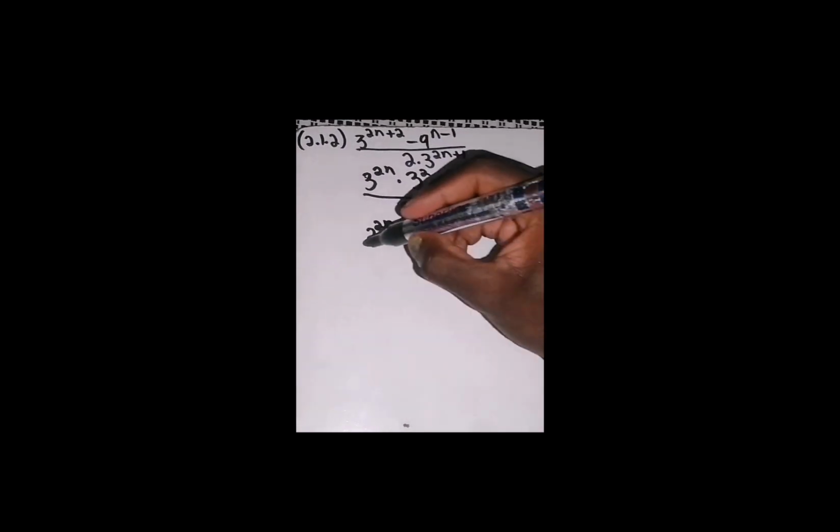So here we have 3 to n multiplied by 3 to the exponent of 2, minus 2n multiplied by 3 to the exponent of negative 1, which is 3 to the exponent of negative 2. This is over 2 multiplied by 3 to the 2n multiplied by 3 to the exponent of 1. It doesn't really matter if you show the 1 or not.